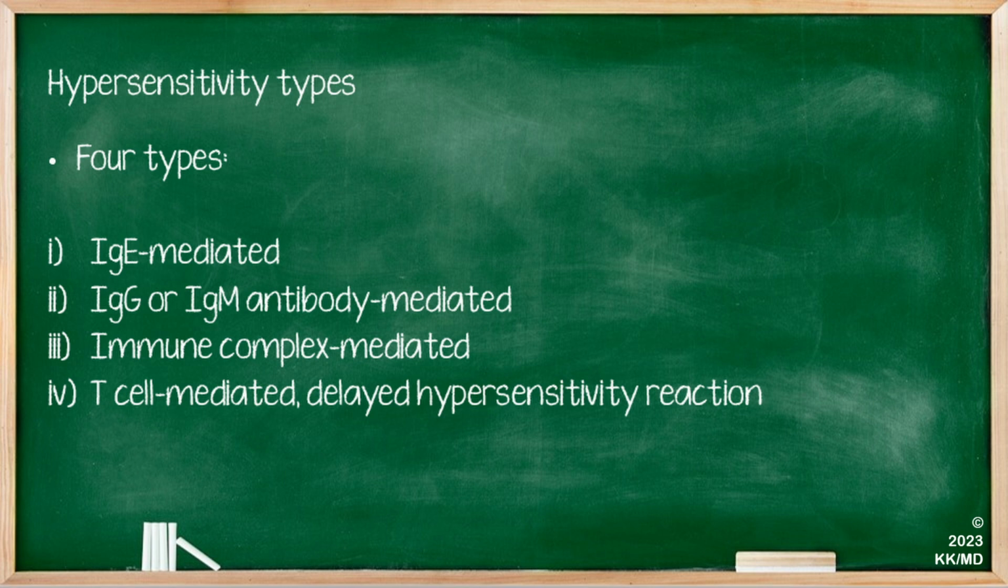And as you recall, there are four types of hypersensitivity overall. Type 1 is IgE mediated. Type 2 is IgG or IgM antibody mediated, which is the topic of this session. Type 3 is immune complex mediated, and type 4 is a T cell mediated delayed hypersensitivity reaction.